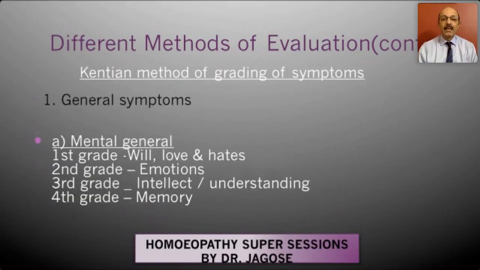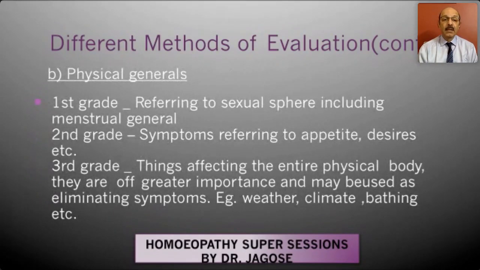Now, the Kentian method of grading of symptoms. He grades the general symptoms, that is the mental generals: grade 1 pertains to the will, the love, the hate; grade 2, the emotions; grade 3, the intellect or understanding; and grade 4, the memory. Then physical generals, grade 1, 2, and 3. Grade 1 refers to the sexual sphere, including the menstrual general. Grade 2, symptoms referring to appetite, desires, etc. Grade 3, things affecting the entire physical body, which are of greater importance and may be used as eliminating symptoms. Example: weather, climate, bathing, etc.